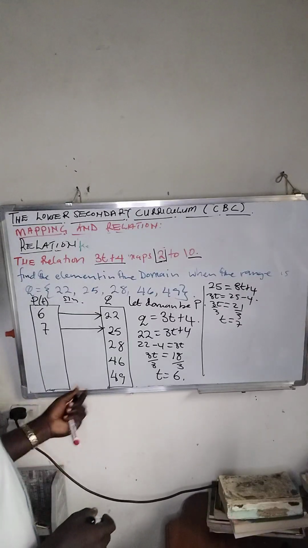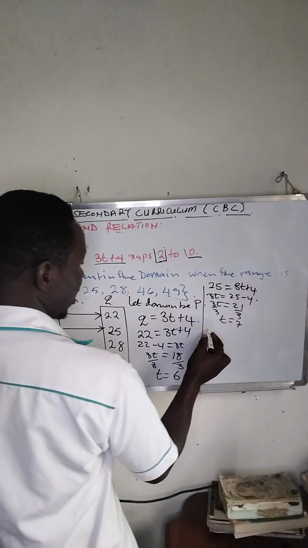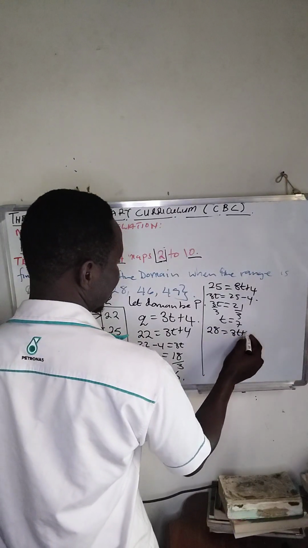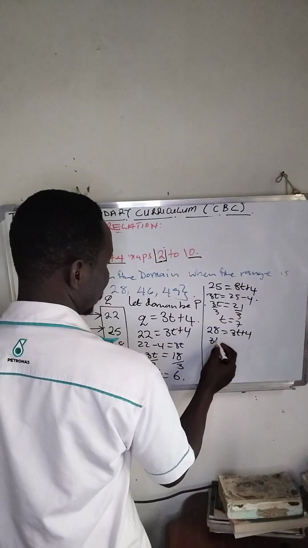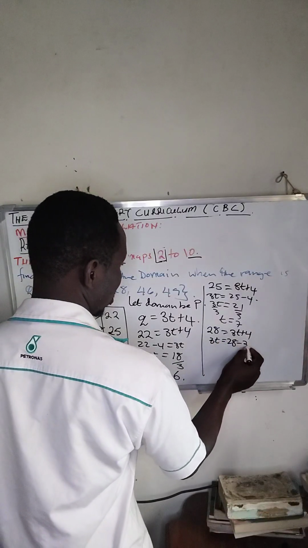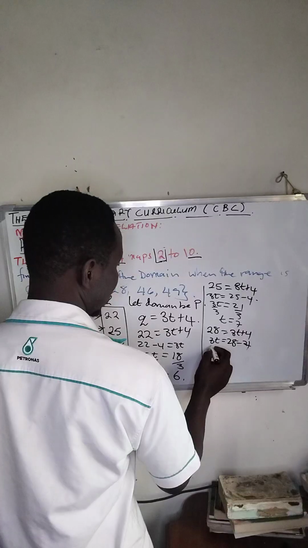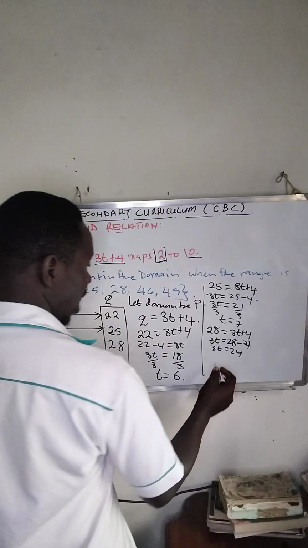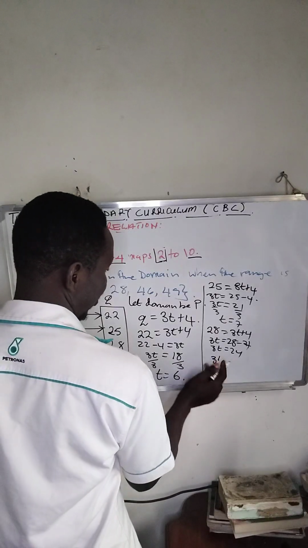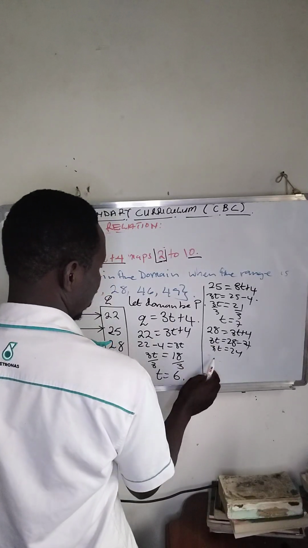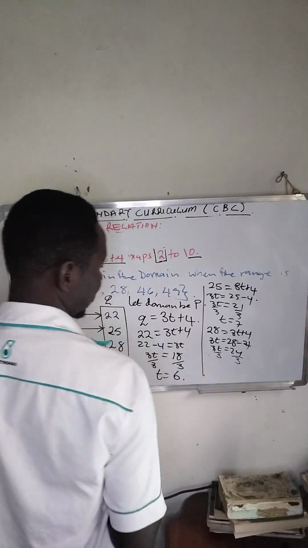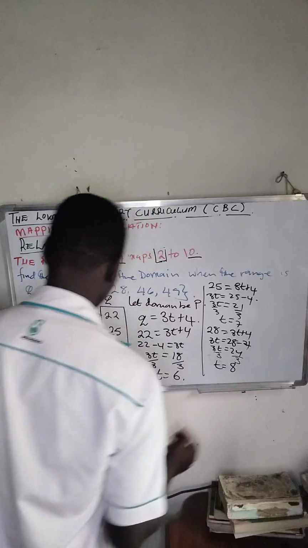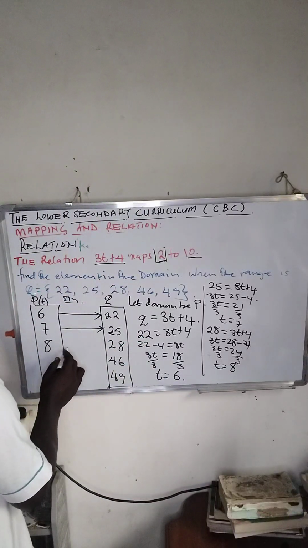Are we together? Now we proceed also with 28. It will be 28 is equal to 3t plus 4. The 4 comes this side, we have 3t is equal to 28 minus 4. Are we together? This is 3t is equal to 24. Then we divide by 3 on both sides. Now our t is equal to 8. For your information, this comes to be 8.